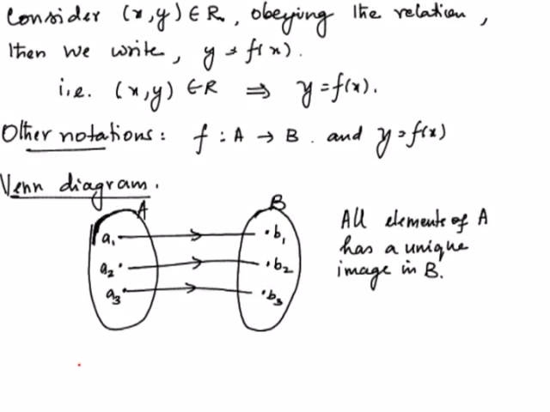Thus, what do we observe here? All elements of A have a unique image in B. Thus, we call this a function. So this relation has turned out to be a function as every element of A has a unique image in B.